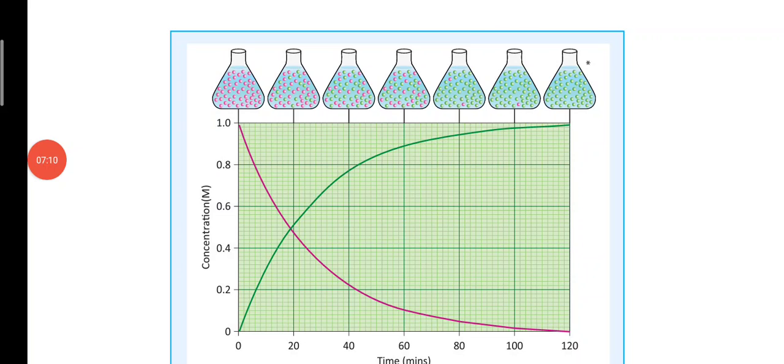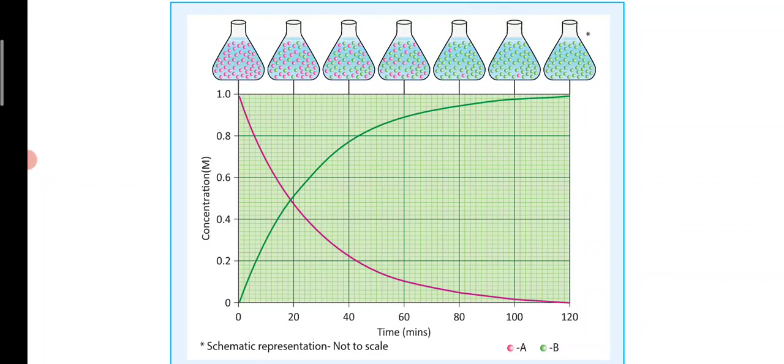So if you see the graph, initially you can see more pink color balls, more A molecules, and in the second conical flask you can see the product formation. As the reaction proceeds, the pink color decreases and you can see green color molecules. As time proceeds the green color balls are increasing because the product is forming. In the graph the green color line is increasing and the pink color line is decreasing. So as time proceeds the product formation is more and A is getting reduced.